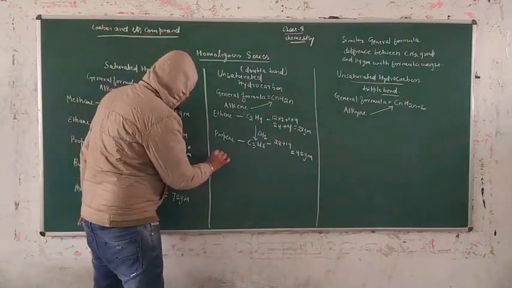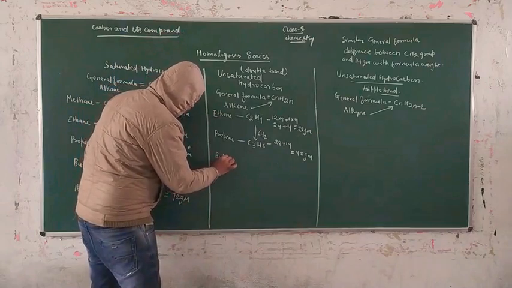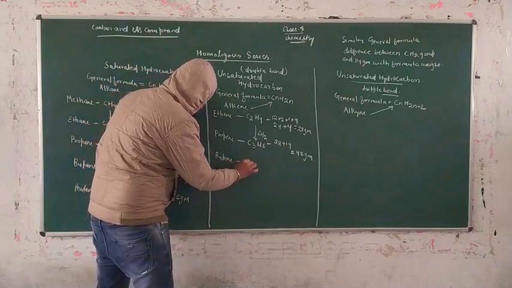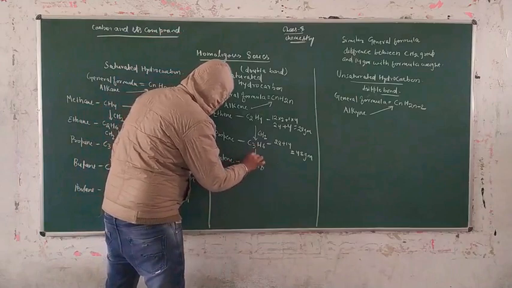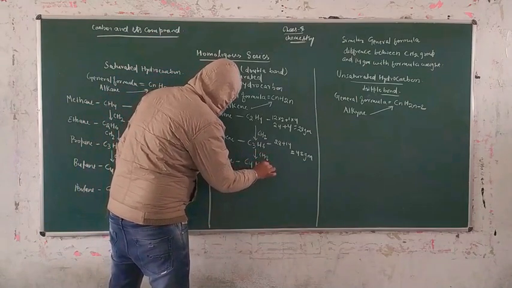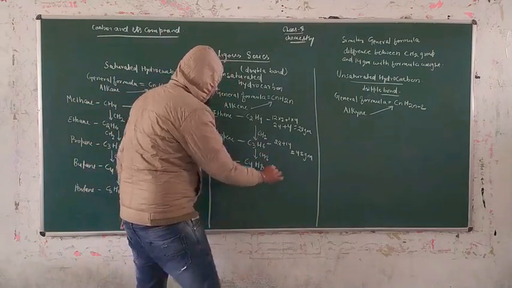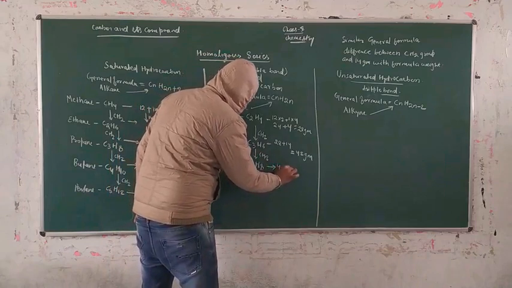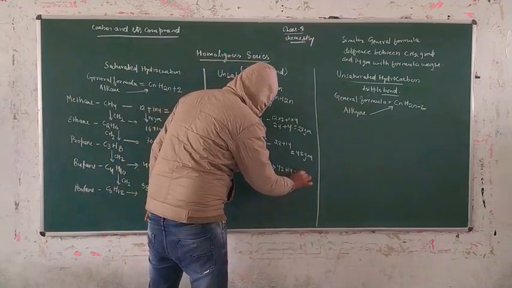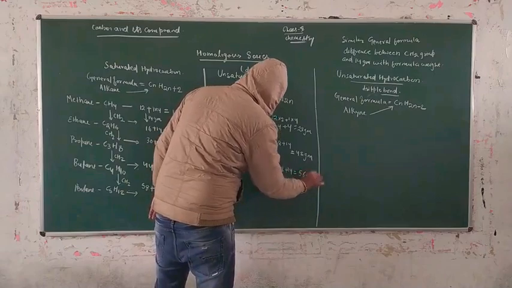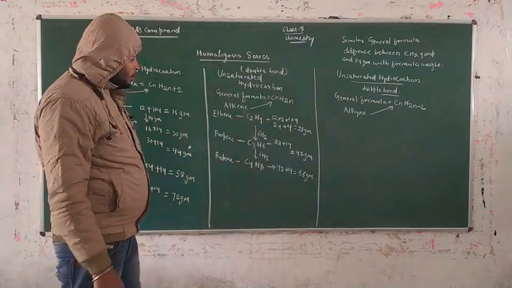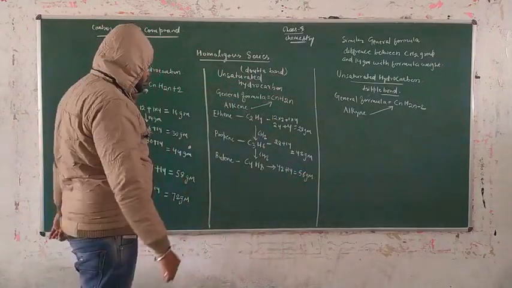In the next one, we have to prepare butene here, that is C4H8. Again this is the difference of CH2 group. In terms of the atomic weight, we have to consider 42 plus 14 is equal to 56 gram, which is the atomic formula weight of butene now.